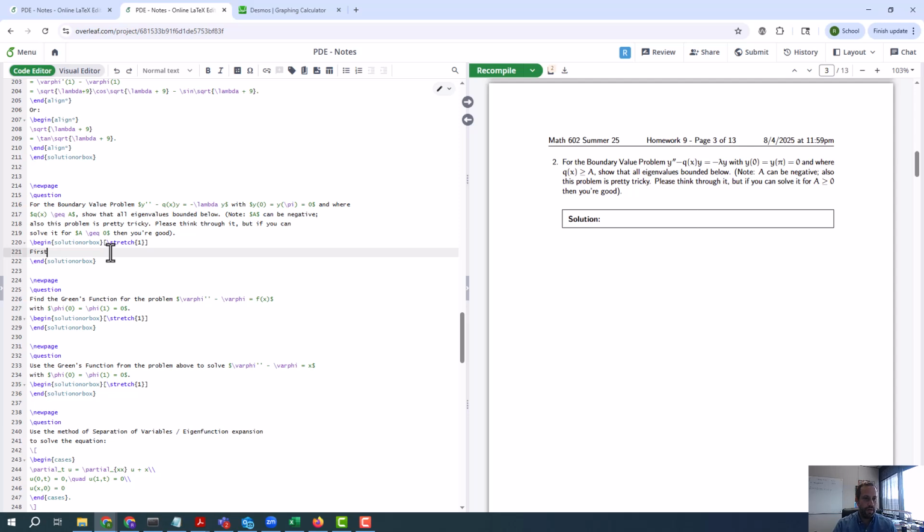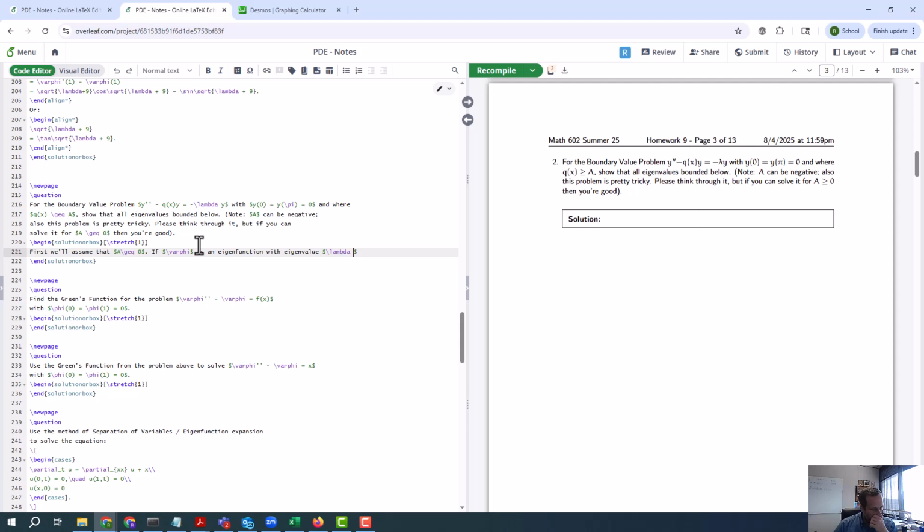So first, we'll assume that a is greater than or equal to 0. If phi is an eigenfunction with eigenvalue lambda.